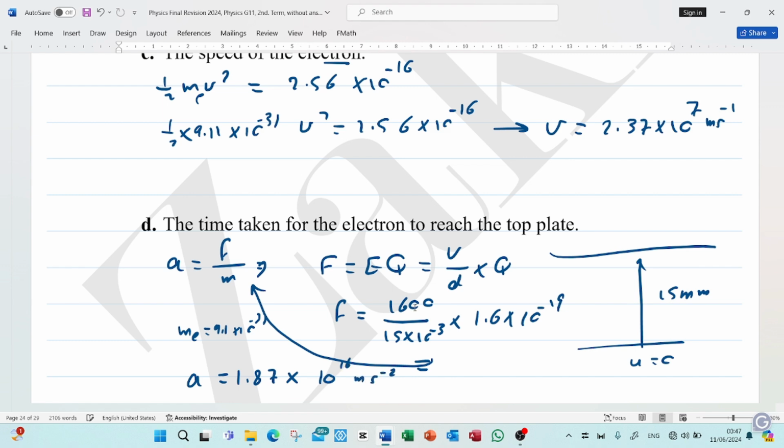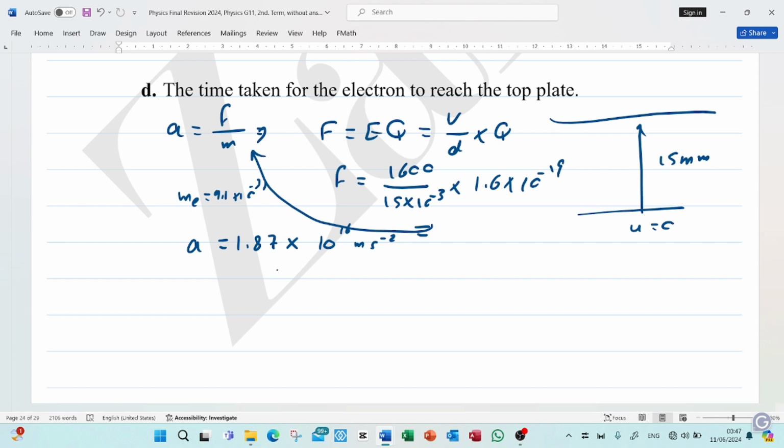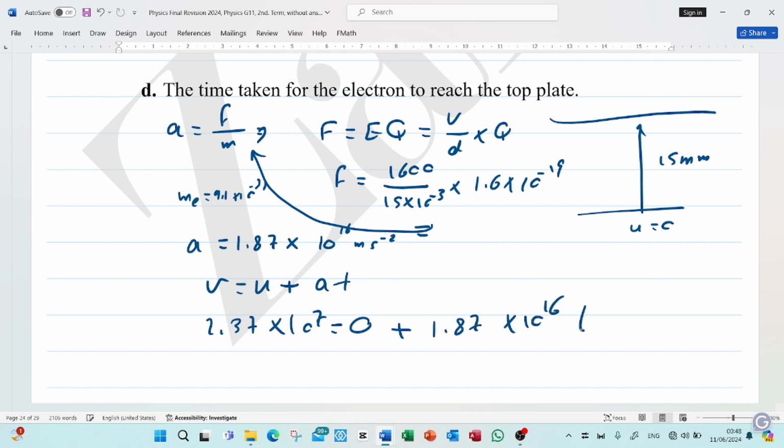From acceleration, we can get the time taken. Which formula do we use? v equals u plus at. Start at rest, so 2.37, this is the velocity we calculated before, 10 power 7 equals the initial 0, plus the acceleration 1.87 times 10 power 16, multiply t. From this we can get t equals 1.27 multiply 10 power negative 9 seconds.